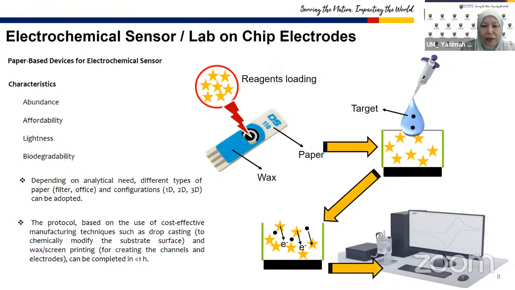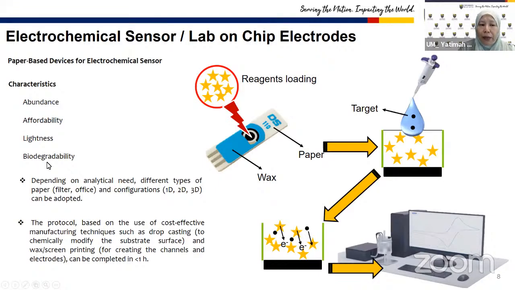If we convert to Malaysian ringgit, one piece is about 3 ringgit only. It doesn't even reach a dollar. It's quite cheap, and we can get it from a lot of companies as well. Then lightness: very light because it's paper based. Paper based is not only used for common studies, but also very much used in biosensors, for biological detection. So they also very much use paper based electrodes.